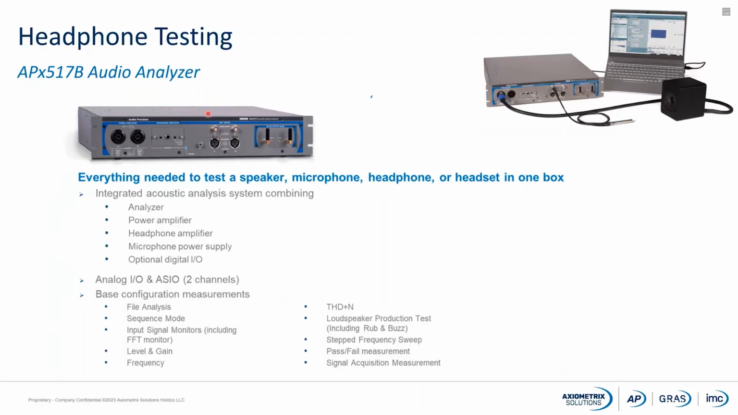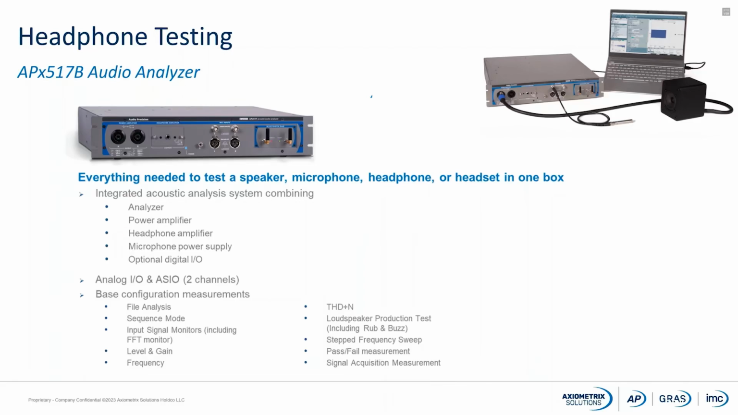And on top of that, we also have the possibility of adding digital inputs and outputs on this module over there. In this picture, we are showing the APX 517 together with a Bluetooth Duo module. We have some other options.